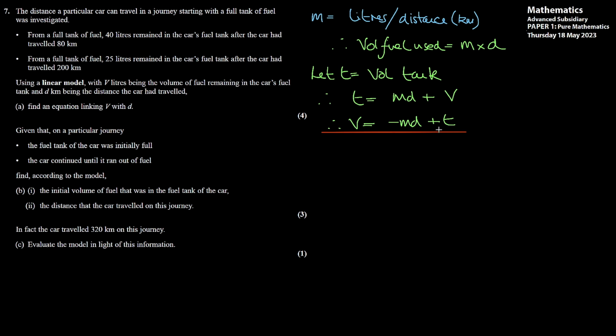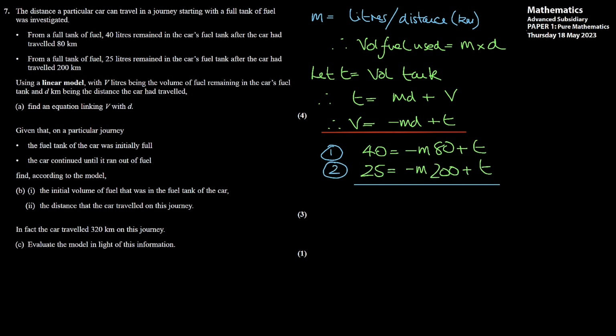So in the course of this, we're going to need to find the total capacity of the tank, which I've quoted as T, and the rate at which this car consumes fuel. So we can substitute both of these values of V and D in, get 2 simultaneous equations, and work out what T and M are. So equation 1 becomes V left is 40, equal to negative M, that we don't know, multiplied by the distance, which is 80, plus T.